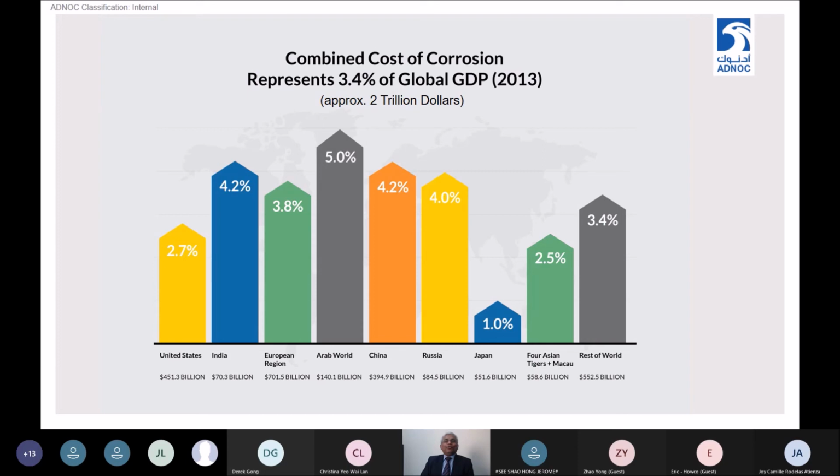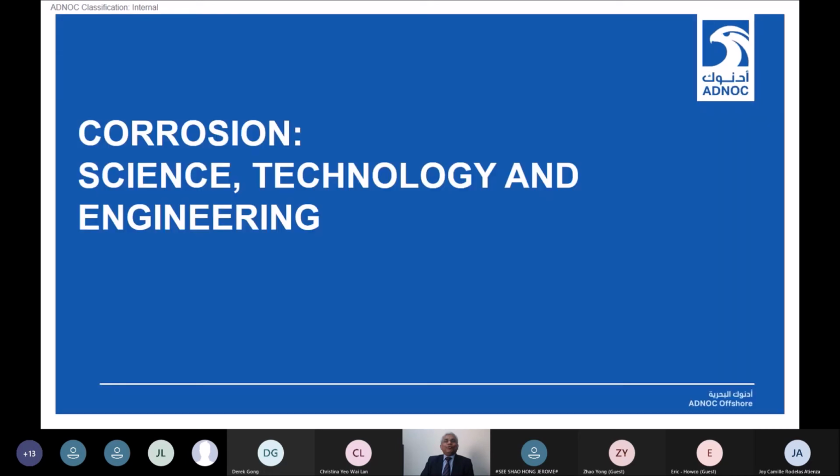As you can see here, it's $2 trillion a year of potential cost to the economy, which we as corrosion engineers help reduce. Corrosion science and technology and engineering is a subject that I wanted to touch upon here today, because I'm speaking to a very august gathering, the academia, the students of NTU, who are the future leaders of tomorrow. I think it's very important that we emphasize the importance of science, technology, and engineering to the field of oil and gas materials and corrosion.